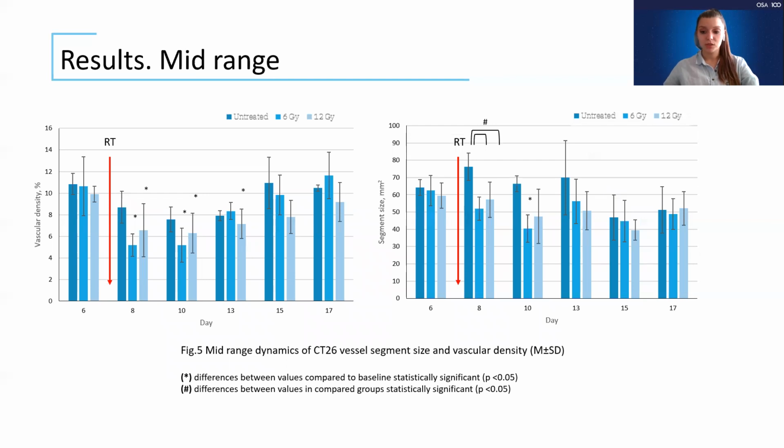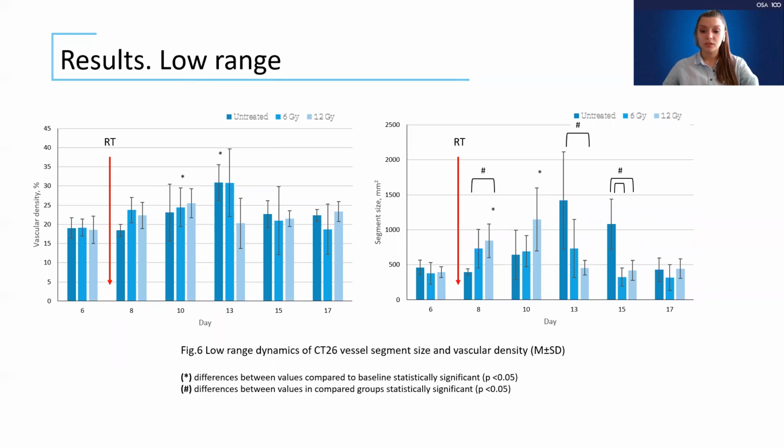The next situation was demonstrated in the middle range. Vascular density decrease started 24 hours after radiation and persisted until the 13th day. Both groups' segment size values decreased relative to untreated on the 8th day and recovered by the end of the monitoring. It is interesting to note a different vascular reaction in the mid-range from the small vessels. A decrease in vascular density was revealed during a long period of monitoring, but short-term in segment size.